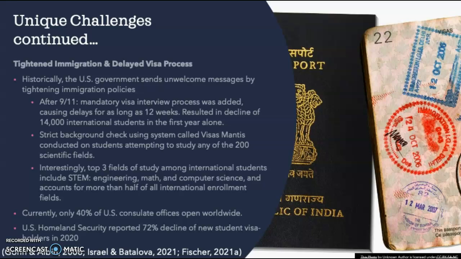Currently, only 40% of U.S. consulate offices are open worldwide due to the pandemic, with many of the offices in China and India remaining closed with the heightened number of cases. And the U.S. Homeland Security in 2020 reported a 72% decline of new student visa holders, which is huge.